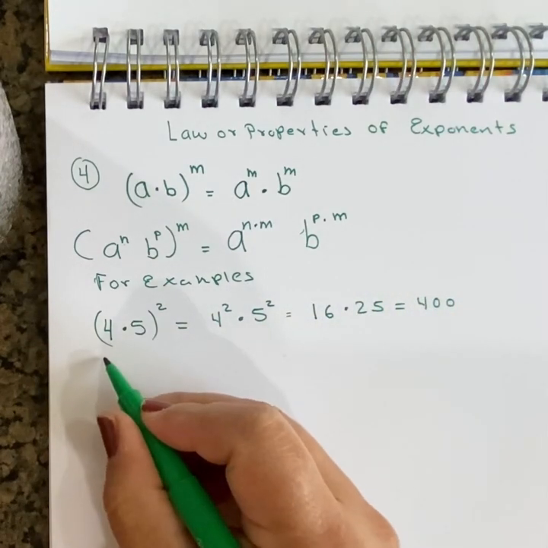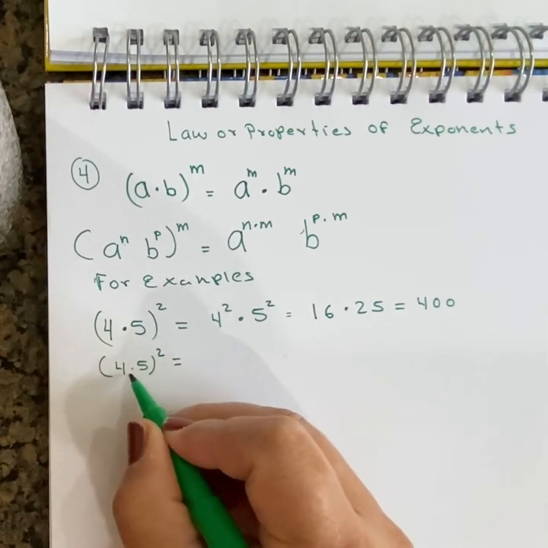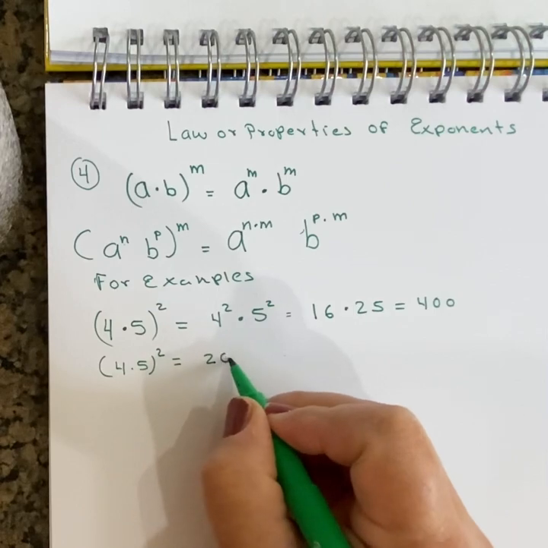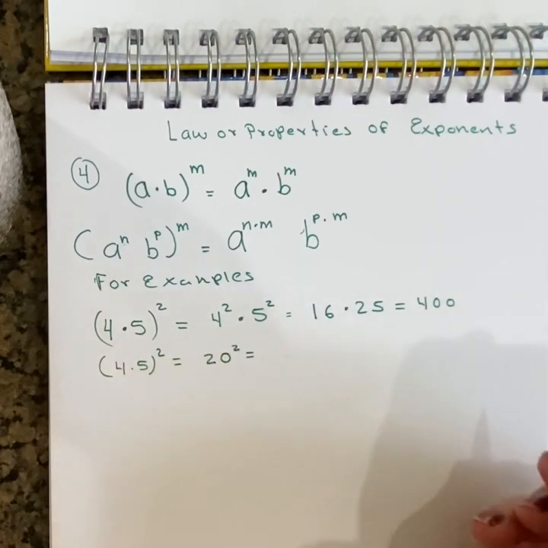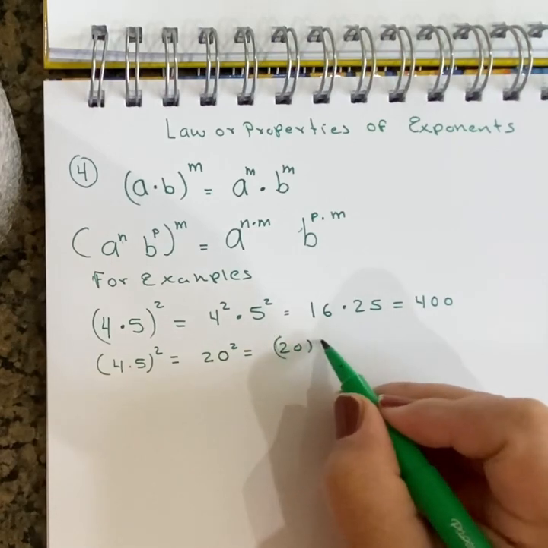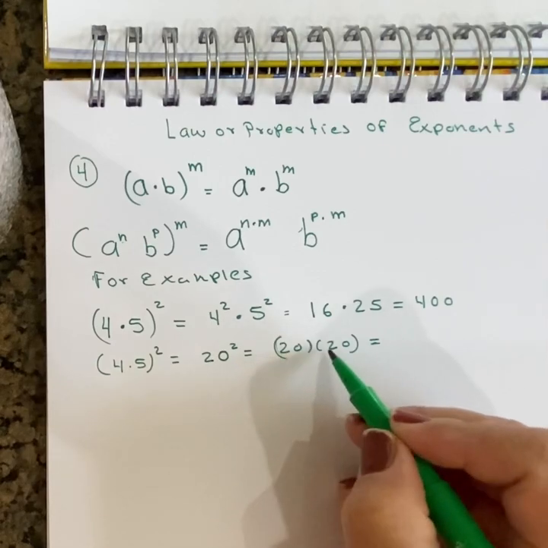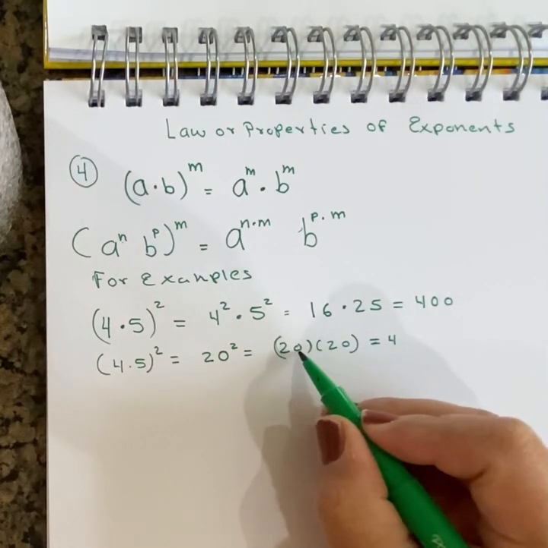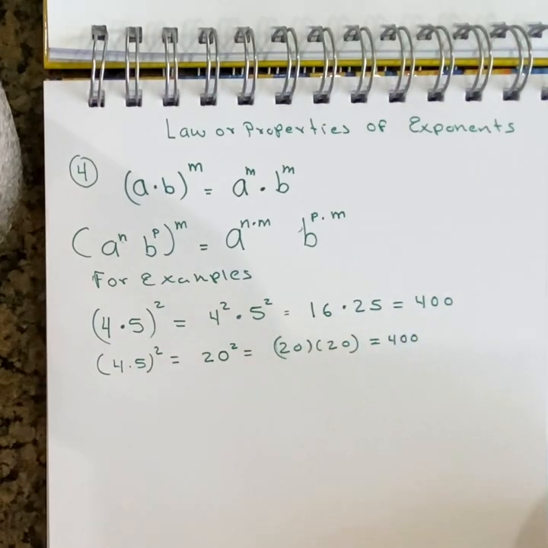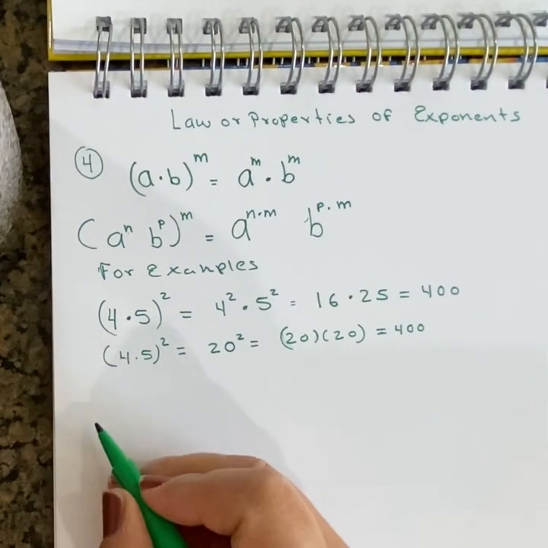Another way to do this: 4 times 5 to the second power, 4 times 5 is going to be 20 to the second power. And 20 to the second power is 20 times 20, which is the same thing as 2 times 2, which is 4, and we have 2 zeros. There you go, 400.